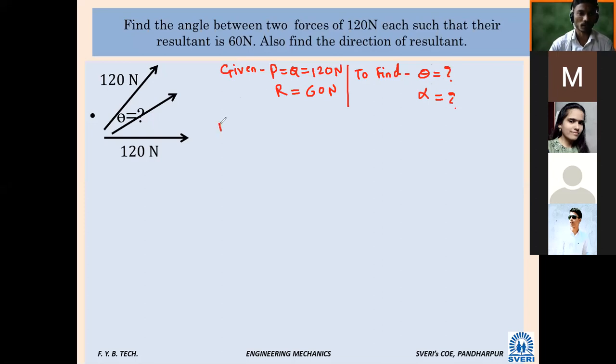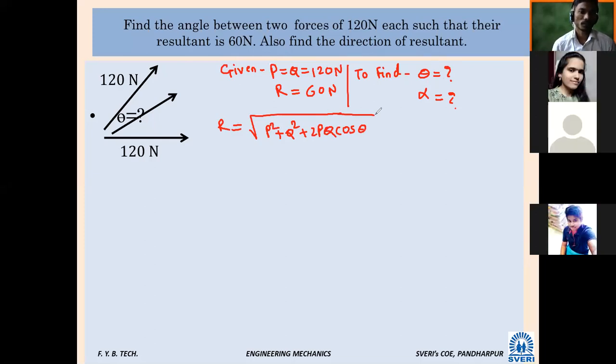What does it tell? R is equal to the square root of P square plus Q square plus 2PQ cos theta. Which things are known from this? P, Q and R are known. So what can we calculate from this?